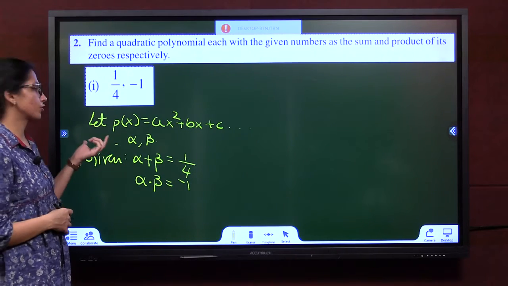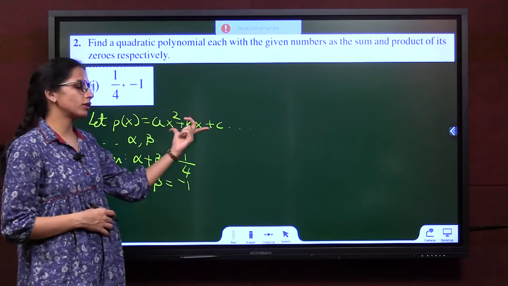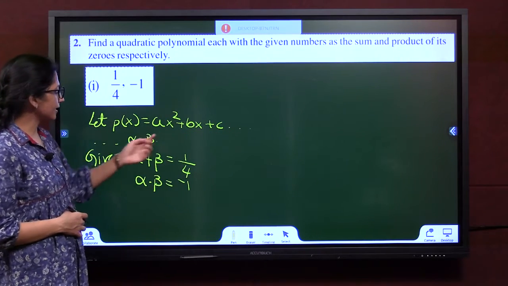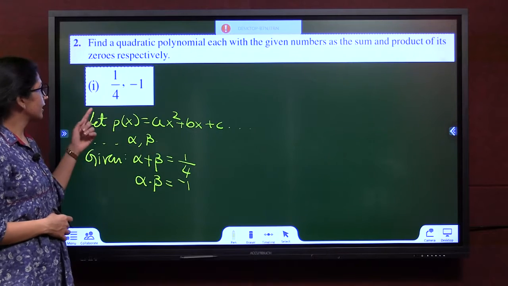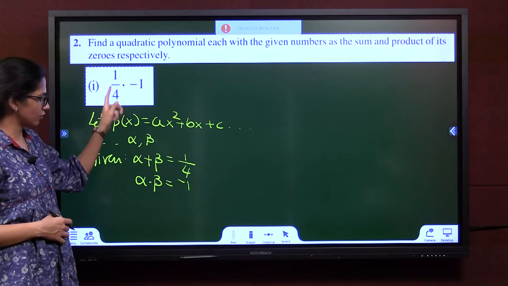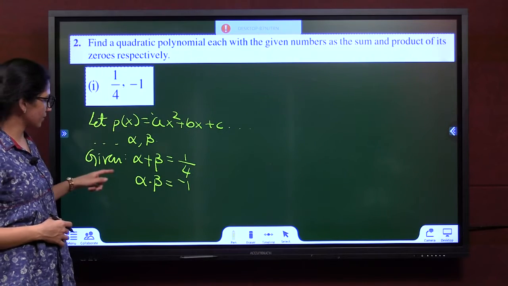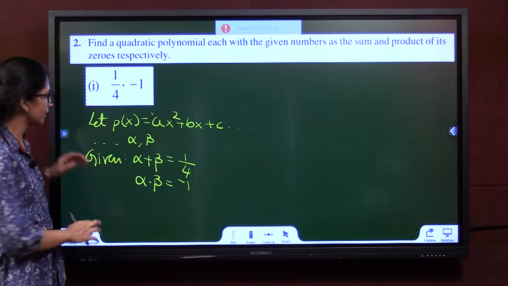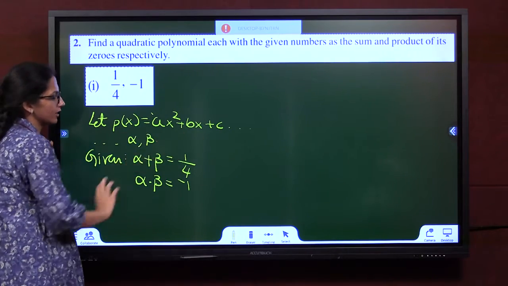I'll repeat for those who didn't get it. Let p of x be equal to ax square plus bx plus c be the quadratic polynomial and let its zeros be alpha and beta. It is given that the sum and product of its zeros are 1 by 4 and minus 1. So sum is equal to alpha plus beta, that's 1 by 4, and alpha into beta, minus 1. We have to find the quadratic polynomial.